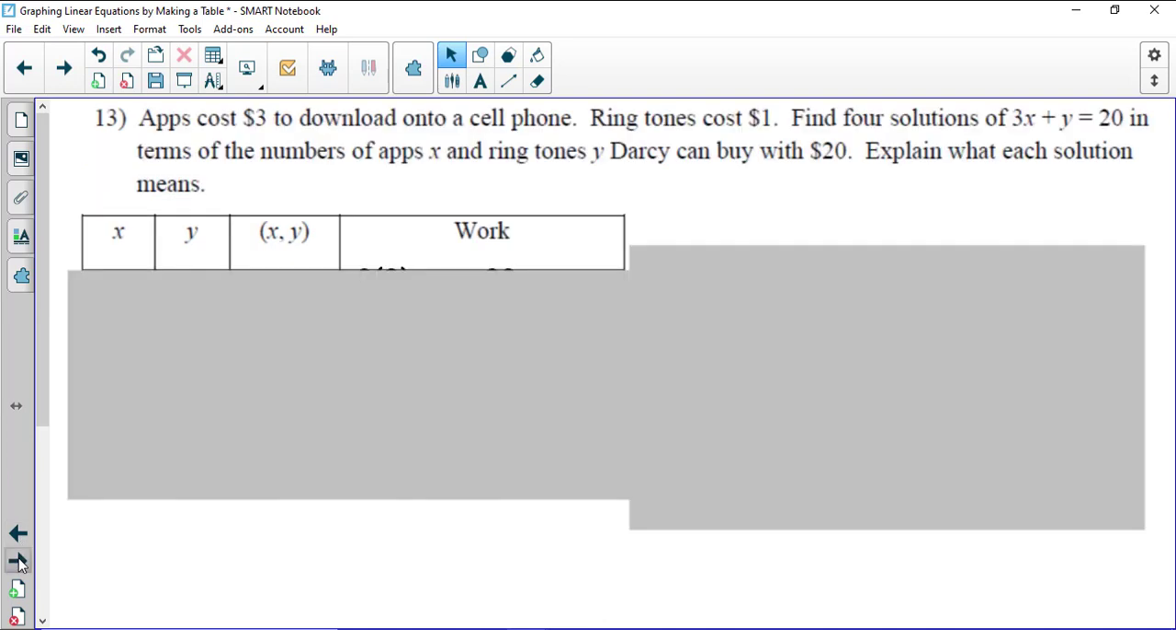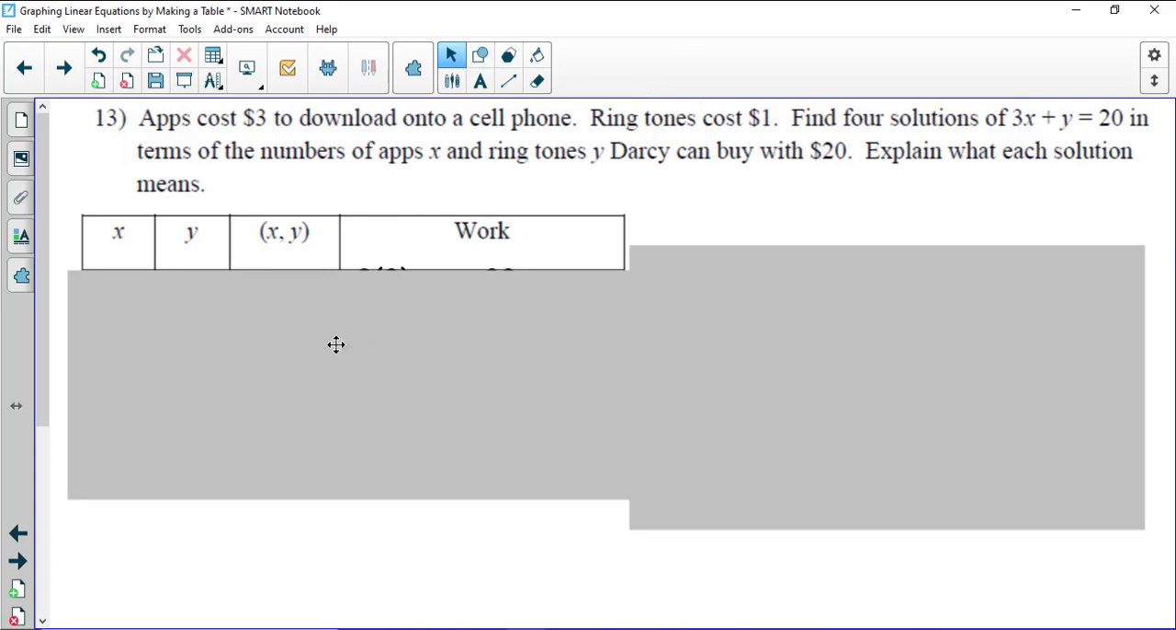All right, let's go ahead and take a look at number 13, which is a word problem related to graphing and making tables for linear equations. Apps cost $3 to download onto a cell phone. Ringtones cost $1. You used to actually have to purchase ringtones. Find 4 solutions of 3x plus y equals 20, which is the linear equation that represents this situation, in terms of the number of apps x and ringtones y, Darcy can buy with $20. Explain what each solution means.